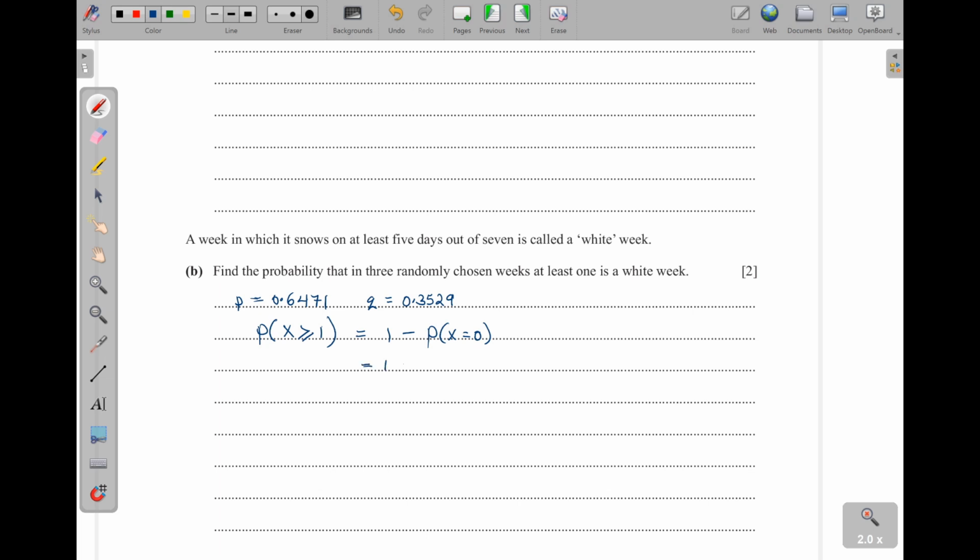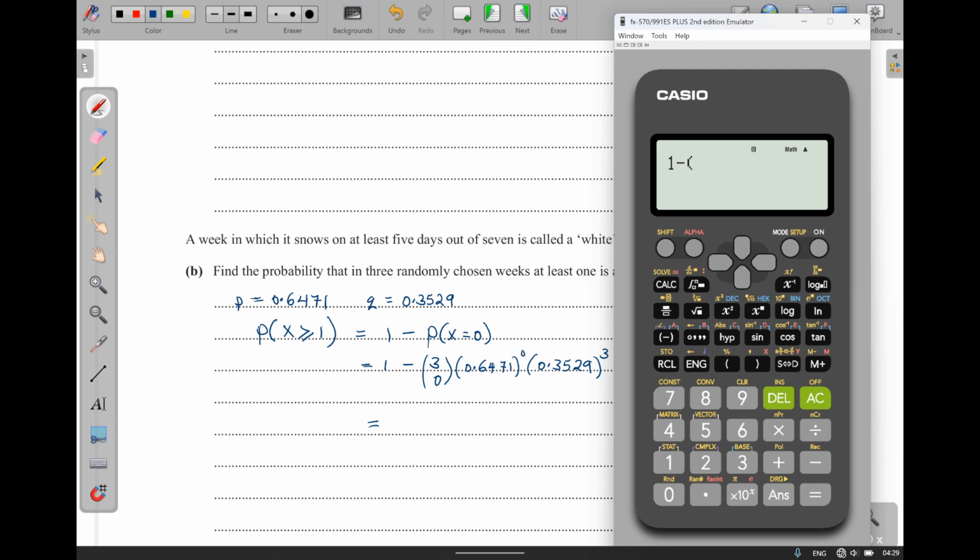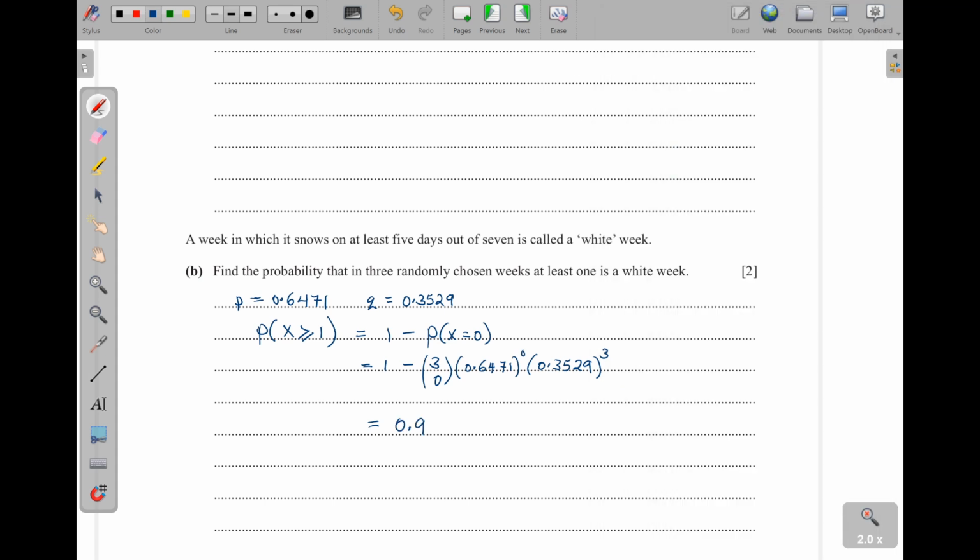Then I will have 1 minus, this will be now 3 combination 0, then 0.6471 power 0, and then 0.3529 power 3. Then what do we get when we put it in the calculator? 1 minus, in brackets 3 combination 0, times 0.3529 power 3, because the other one is power 0, which is a 1. So this is what we get, but to 3 significant figures, I will say 0.956.